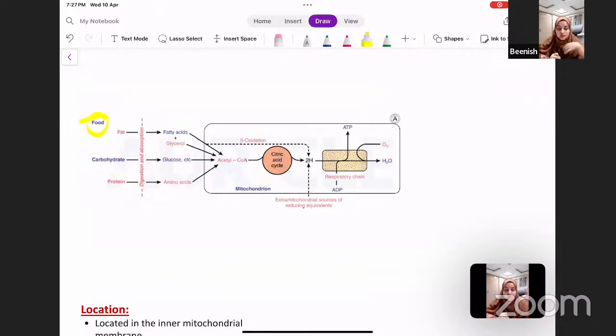From the food, you get your fats, carbohydrates, proteins. They are finally absorbed into their monomeric forms. They are broken down, that is your fatty acid, glycerol, glucose, and everything. And then it's all converging into acetyl CoA and entering into TCA. And then from there, they enter into the respiratory chain, that is your electron transport chain.